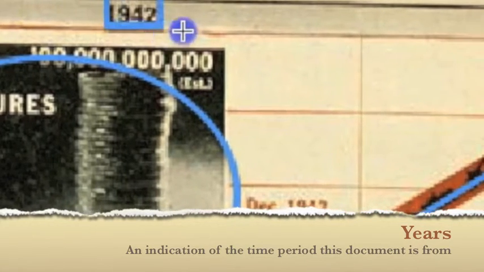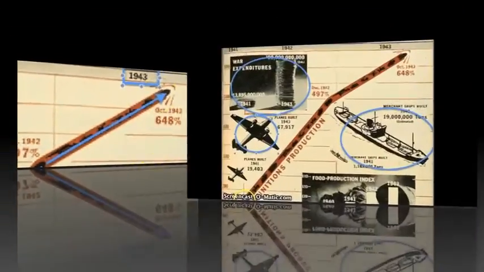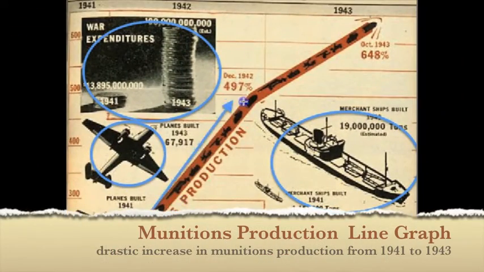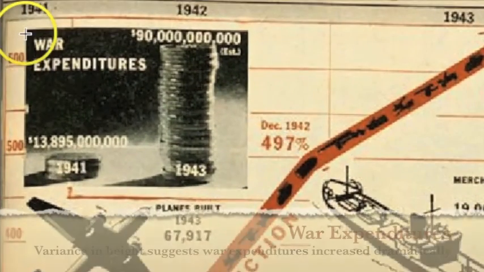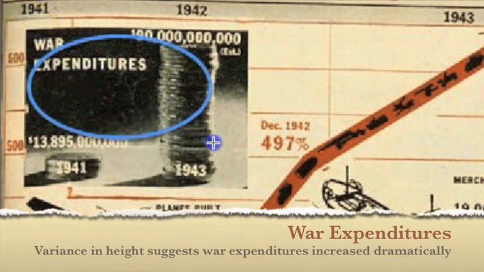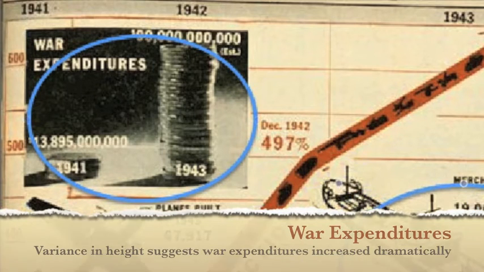The years on the top of the page provide an indication of the time period this document is from. When you combine the images of the warcraft, the text reading munitions production, the line across the page, and the years across the top, it makes me think that perhaps we're seeing a line graph demonstrating the increase in munitions production from 1941 to 1943. When I observed the war expenditures, I noticed that there was a drastic difference between the amount spent in 1941 and the amount spent in 1943.